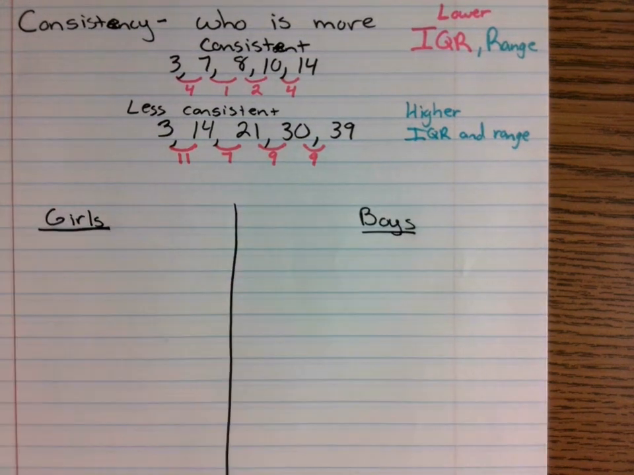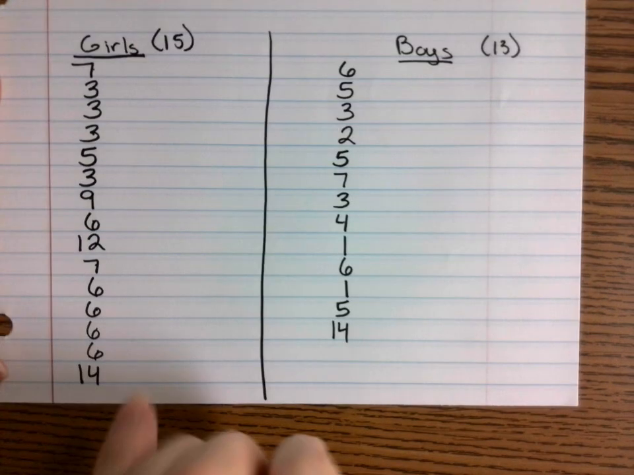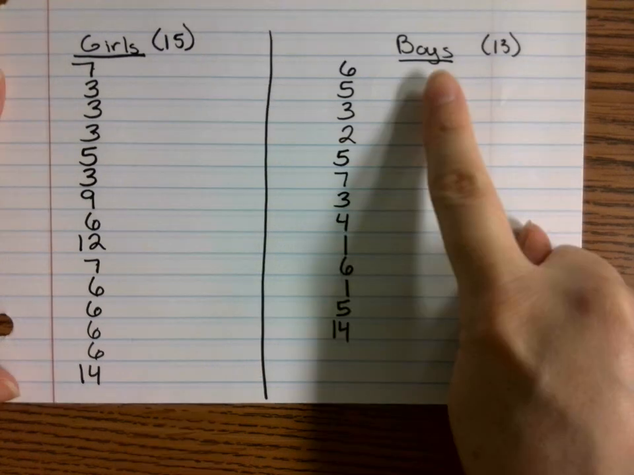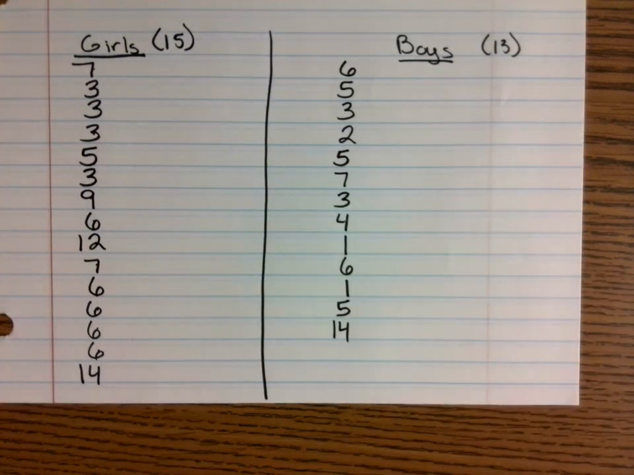All right. So we've got our information for our girls. We've got our information for our boys. And what we're going to go ahead and do is we're going to plot this. We're going to plot it in a box and whisker plot. So that way we can get an idea of the different spreads, how it looks.